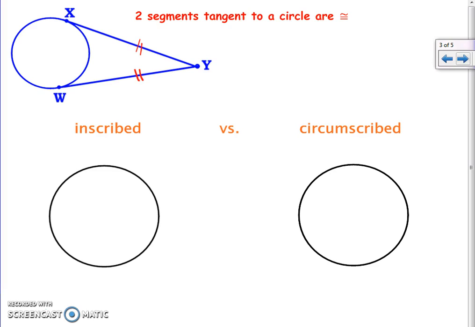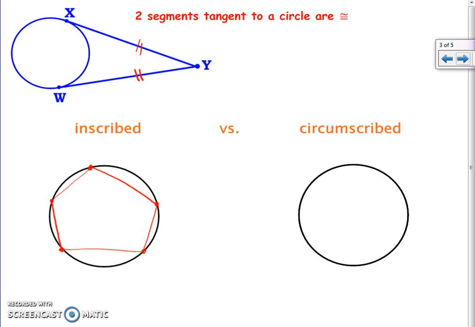Okay, then we need these two vocab words. Inscribed means you have a shape that is inside a circle. So what I want you to do is, it doesn't have to be exactly the same as mine, but draw in any shape you want, any polygon that is perfectly inscribed in the circle. It could be 4-sided, it could be 3-sided, 8-sided. That is inscribed.